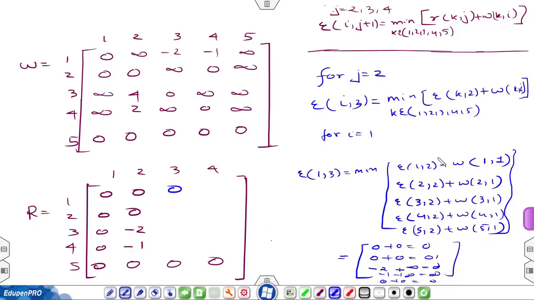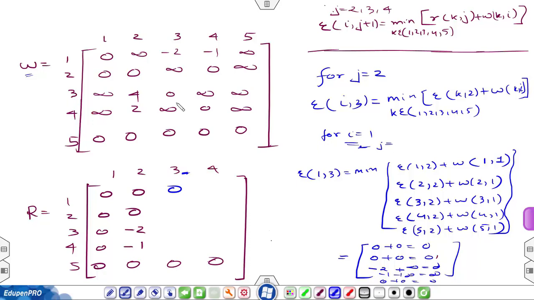If you carefully observe at this point, when we are calculating the values corresponding to the third column, we are referring to the values of the second column of matrix R, and for i equal to 1 we are referring to the values of the first column in matrix W. So first value of matrix R, first value of matrix W, add them. Then second value of matrix R, second value of matrix W, add them. Then third value of matrix R, third value of matrix W, add them. That's what we are doing.